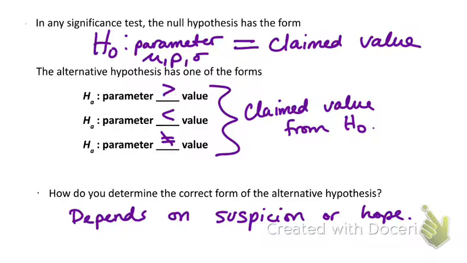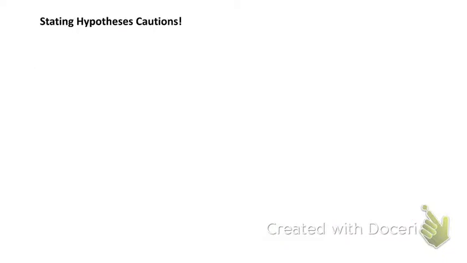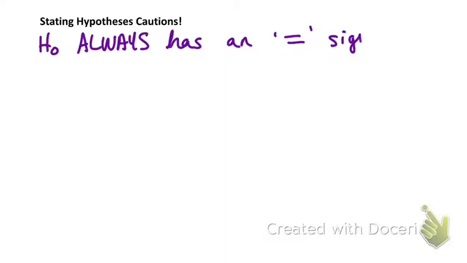All right, so before we do our examples, I do want to give you guys a couple of hypothesis stating cautions. These are things I want you to be very careful about when you're writing your hypothesis statements. The first one is the null hypothesis always has an equal to sign. You will never say that the claim is that the number of red cars is bigger than 100. That's not a claim. The claim is a certain one number. It equals a certain one number.